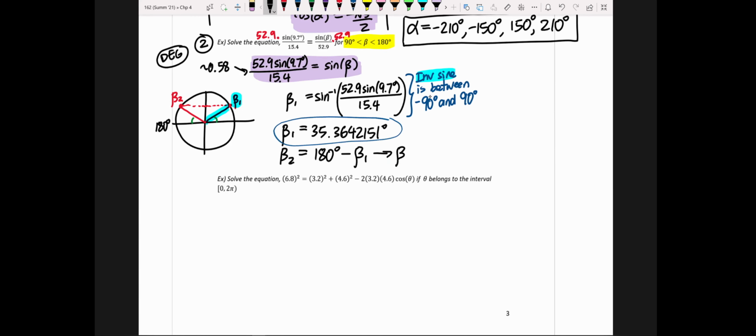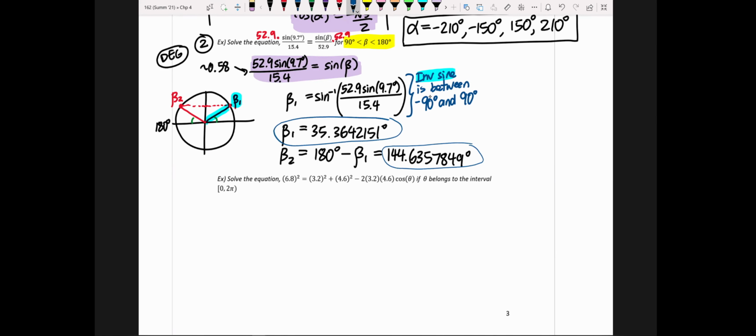Okay, so let's do that in our calculator. Beta 2 is 180 degrees minus beta 1, or actually we'll just put equals here. 180 minus beta 1 should be 144.6357849 degrees.